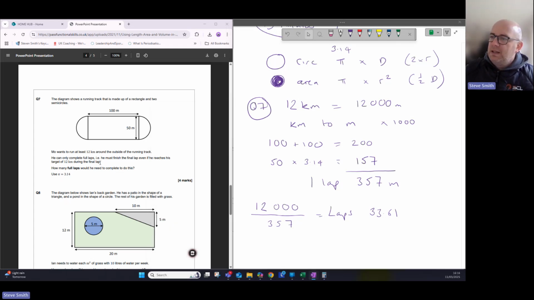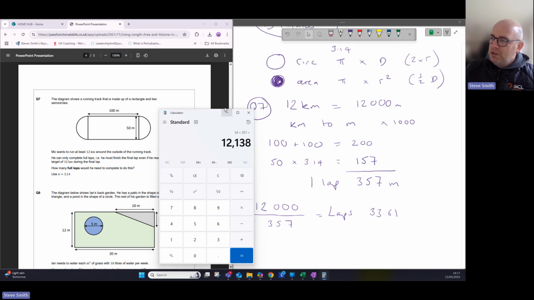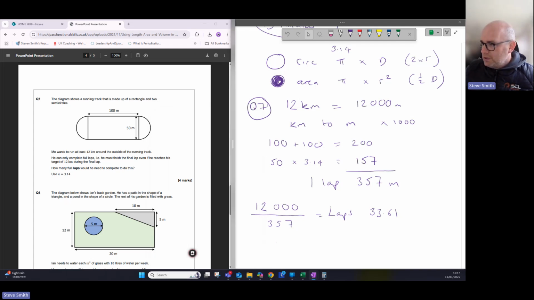Okay, but the question did say here, how many full laps would he need to complete this? And he must finish a lap, even if he reaches the target of 12 kilometers in his final lap. So if we say 33 times 357, we don't get there. So it's not 33 laps, it's how many full laps. If we go 34 times 357, we go over, but that's what he's got to do. So your answer's not 33.61, it's how many full laps. So the answer is 34 laps. And that's a 4-point question.